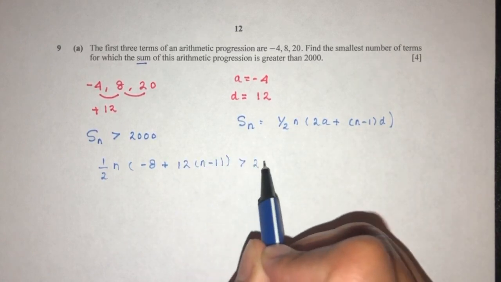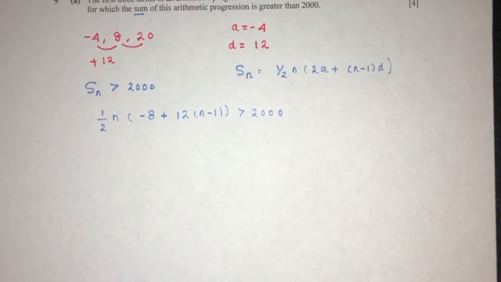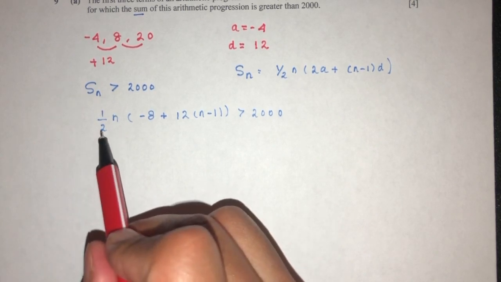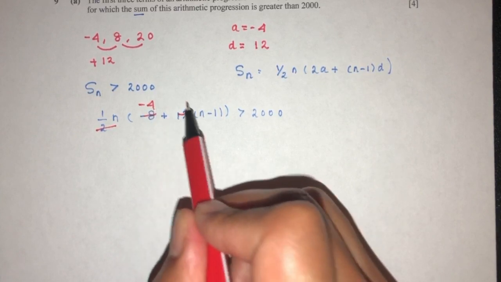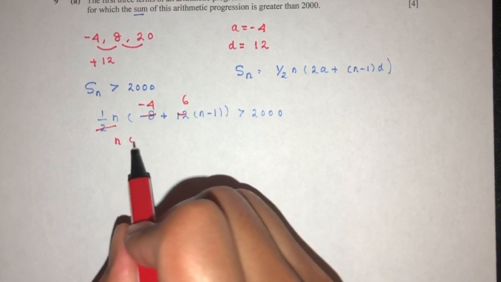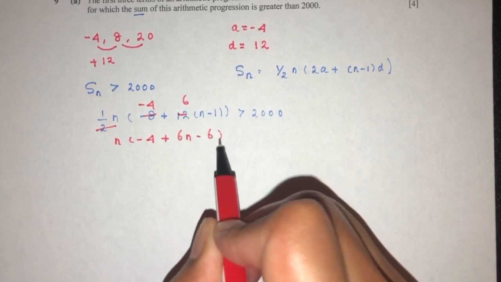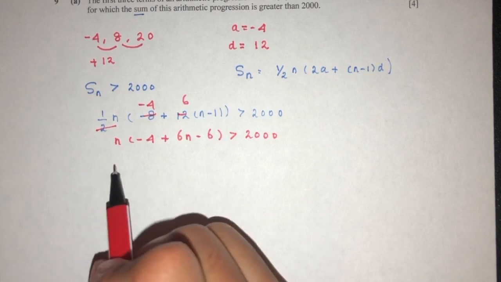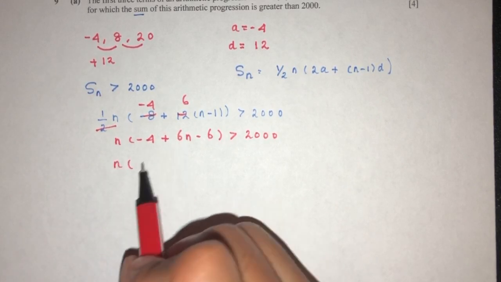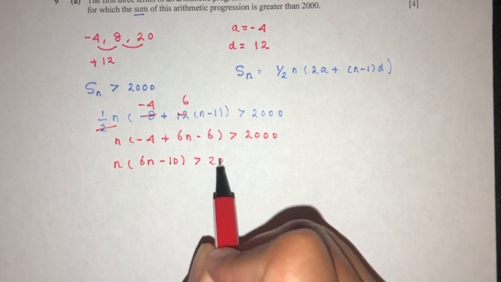more than 2000. So let's see how can we solve this. So first thing first, we can simplify here. Divide by 2, that will become minus 4 and 6. You have n here, minus 4 plus 6n minus 6, more than 2000. Now step by step, n times n here, that will be 6n minus 10, more than 2000.